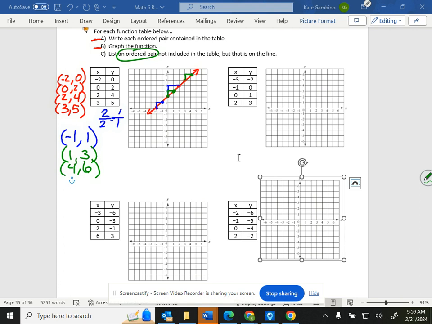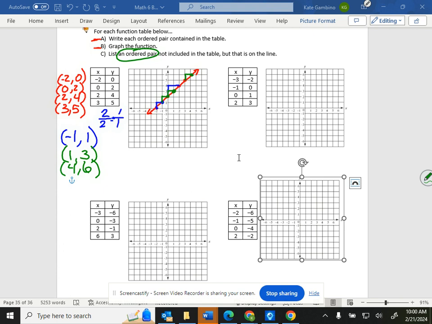We find what our slope is, we go to an ordered pair, and use that slope to go to a point that's not on the line. If I had gone to this ordered pair and gone up 1 over 1, I would have another ordered pair that's already in the function table. I can't use one that's already there. I have to go to a different ordered pair to find a new one.